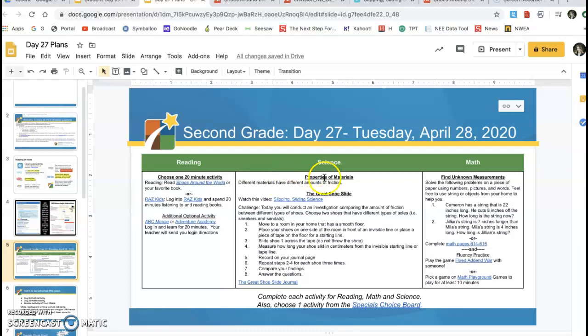So the reason they might need to know this is because for their science activity today, they are going to do an activity called the Great Shoe Slide. Again, this is something we would be doing in the classroom, and it's lots and lots of fun.